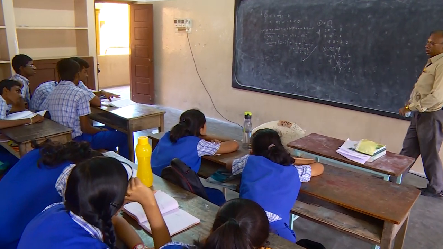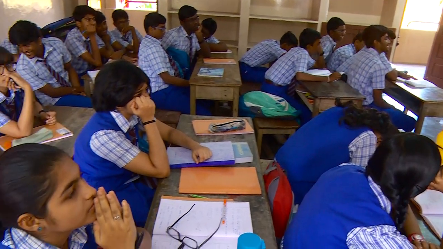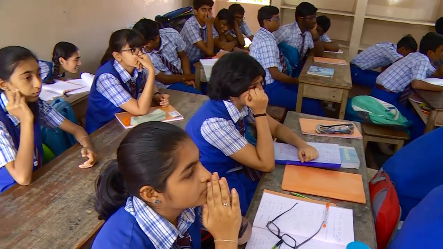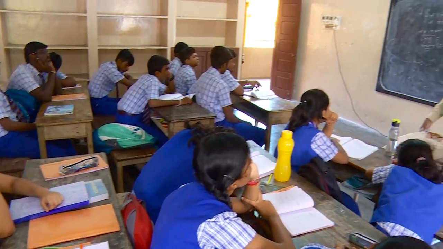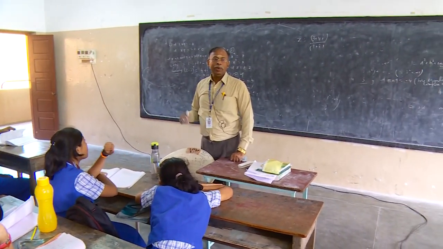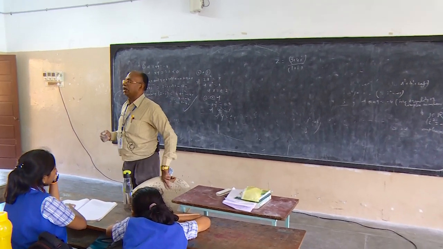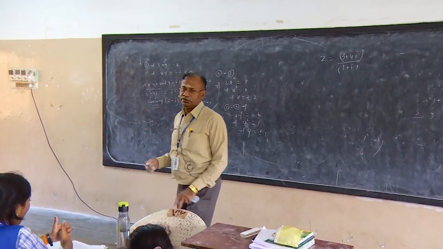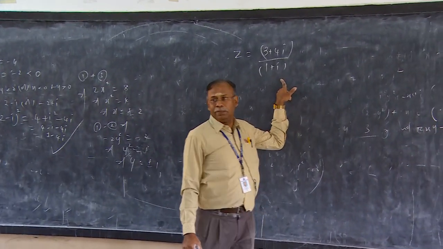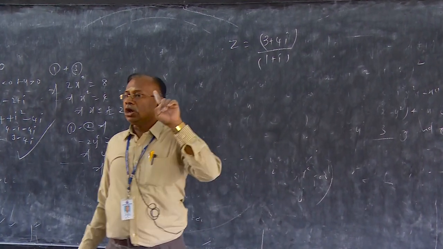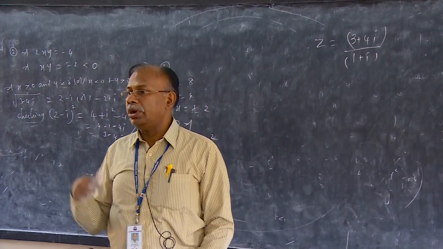Now find the real and imaginary parts of, let us say, z equal to (3 + 4i)/(1 + i). You might have seen in lower classes, maybe in 9th standard, when you are given √3 − 1 in the denominator, you try to multiply and divide by √3 + 1. Such a rule is called rationalization. But we will never use rationalization here. To make the denominator a real number, I have to multiply and divide by the conjugate of the denominator. If the denominator is a + ib, I will multiply and divide by a − ib.